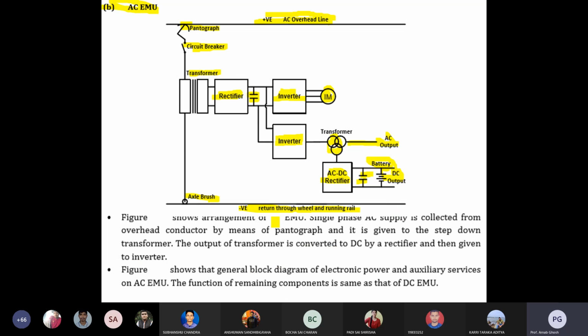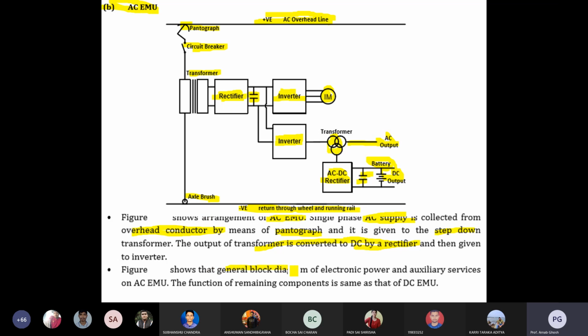From the figure you can see the ACEMU configuration. Single phase AC supply is collected from the overhead conductor through the pantograph and given to the step down transformer. The transformer steps down from 25 kV to normally 415 volt. The output of the transformer is converted to DC by the rectifier, and then given to the inverter.